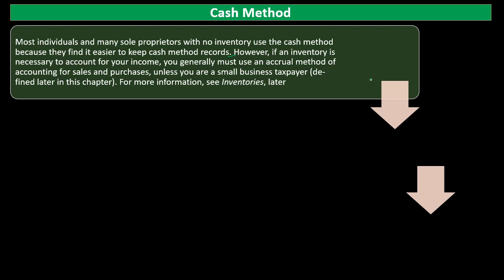However, if an inventory is necessary to account for your income, you generally must use an accrual method of accounting for sales and purchases. So there's going to be one of the exceptions, right? If you have inventory, then you will have to use an accrual method for the sales and purchases, unless you are a small business taxpayer defined later in this chapter. For more information, see inventories later.